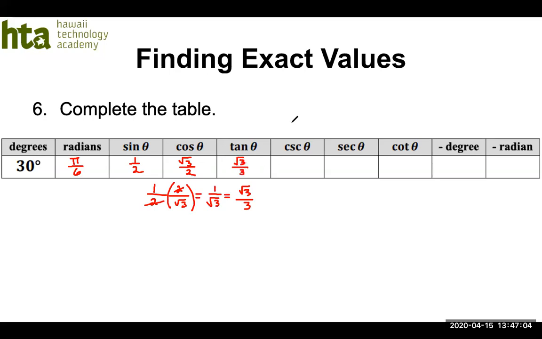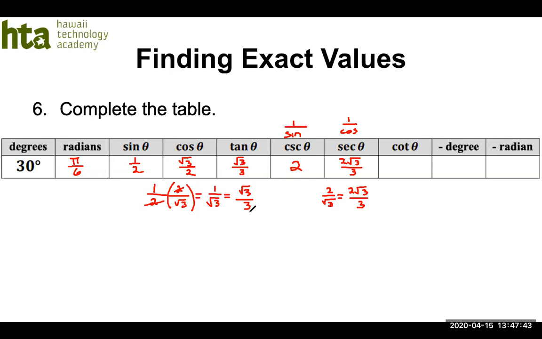All right, cosecant is the same thing as the reciprocal of sine. So I take the sine value of 1/2, flip it over, that's 2 over 1, which is just 2. Secant is the reciprocal of cosine. So with the cosine, rad 3 over 2, I flip it over to be 2 over rad 3. We cannot have a rad on the bottom, so times both top and bottom by rad 3, and we end up with 2 rad 3 over 3. Not pretty, but that is our answer for secant.